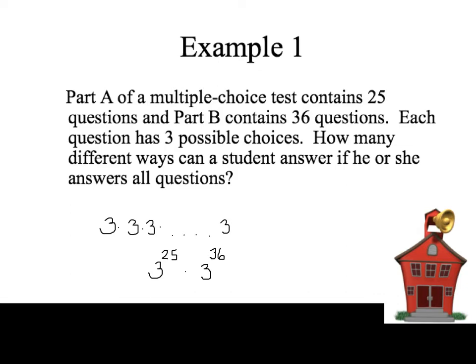So, in the end, the question asks how many different ways can a student answer if he or she answers all questions? Well, this is a situation where we have 2 powers multiplied together. They have the same base. So this is where we add our exponents. So there will be a total of 3 to the 25 plus 36 power, which is 3 to the 61st power.